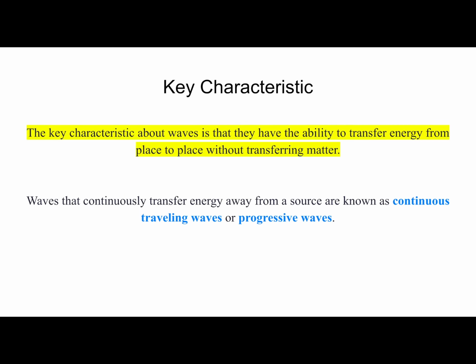A key characteristic of waves is that they have the ability to transfer energy from one place to another without actually transferring matter. Waves that continuously transfer energy away from a source are known as continuous traveling waves, also referred to as progressive waves.